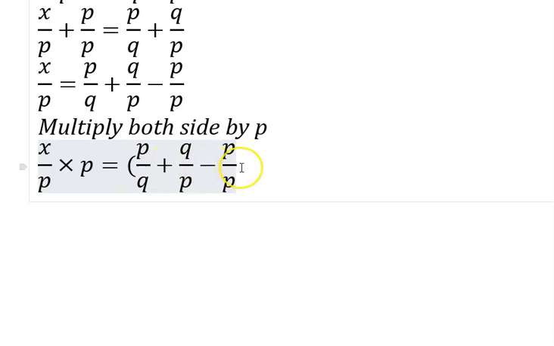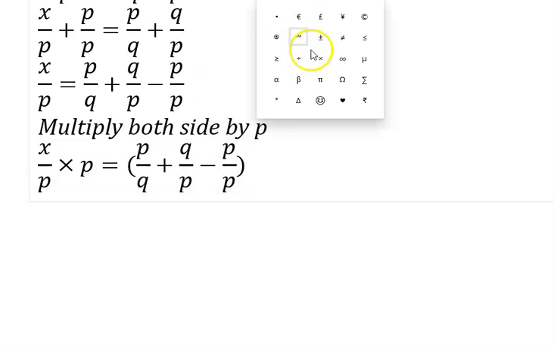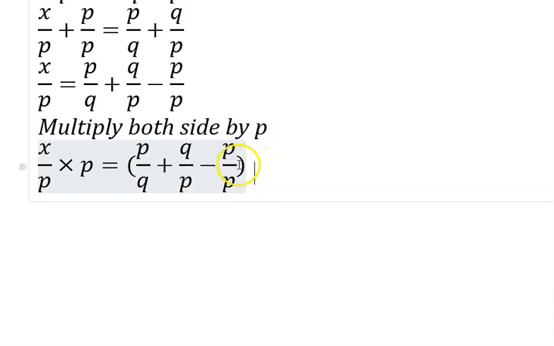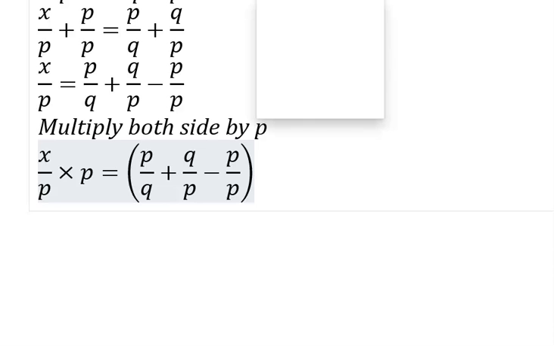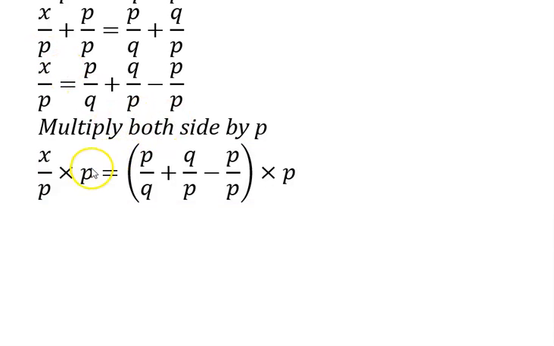Everything here, we multiply it by p, because anything you are doing to the left hand side, you have to do it to the right hand side. The reason why we are doing this is to eliminate this p at the denominator here. It's just the reverse of what we have if we are dividing both sides. Now we are multiplying both sides so that our p can cancel out p.